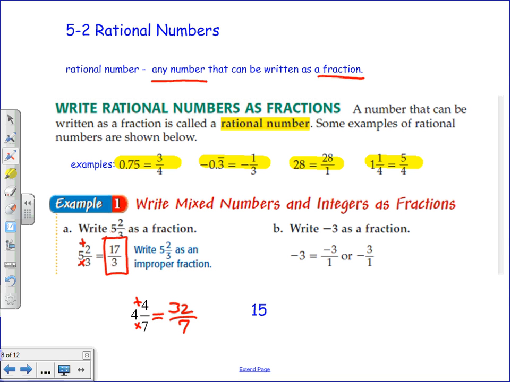Writing whole numbers as fractions. -3 is the same as -3/1. 15 would be 15/1. You had -257. So you guys, that all should feel fairly easy and familiar to you. Let's go to the next page.